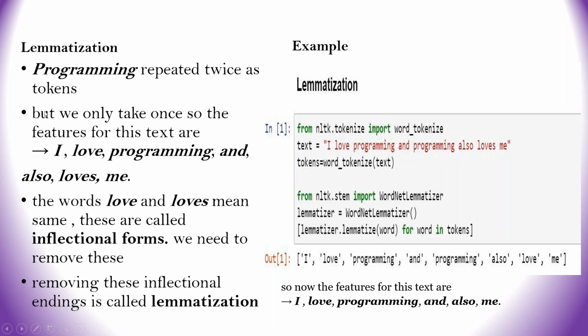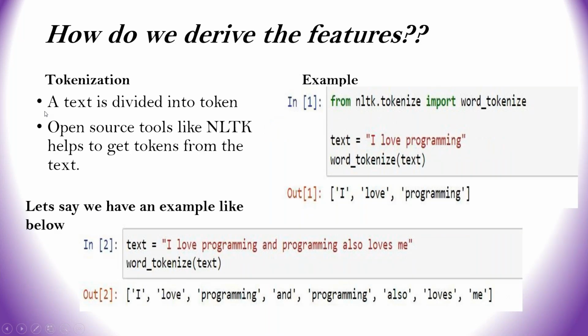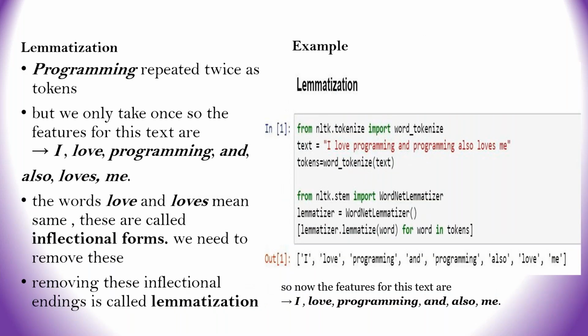In the previous slide, when I was showing you, maybe programming is repeated twice, wherein all other words are unique features. So I would like to take only one programming out of this. I use lemmatization as a process to eliminate the repeated programming. Other than that, I, love, programming, also, loves, me are all individual tokens.